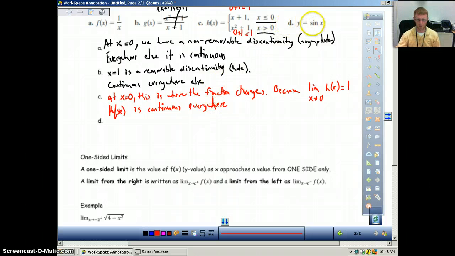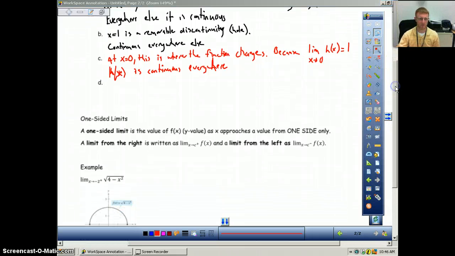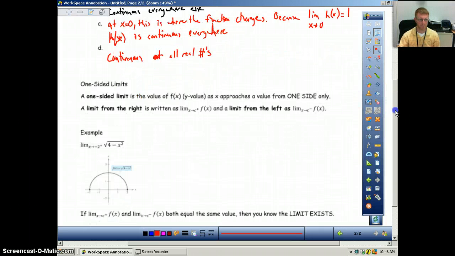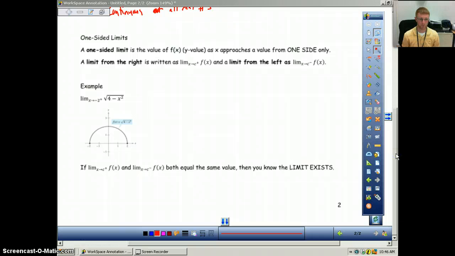So the last one, y equals sine of x, again, all we're looking for is there anything that's discontinuous? And hopefully you understand that a sine of x is just a curve that never ends. So we're going to say that this is continuous everywhere, or we can say at all real numbers. And that's really all you're doing with the continuity, is trying to be able to determine when it's continuous and when it's not.